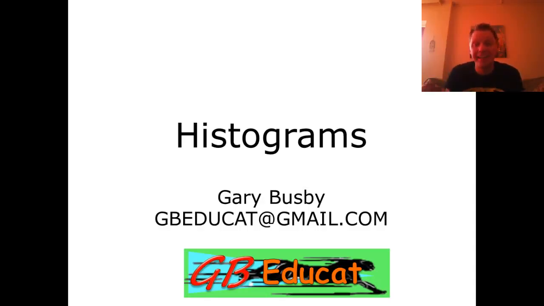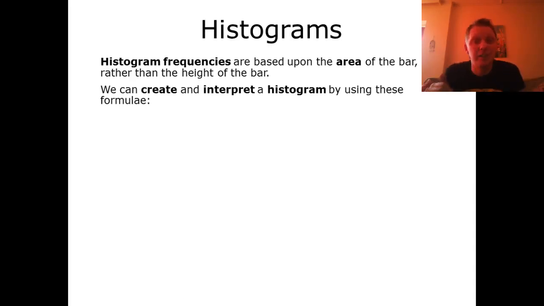Homework and day session on histograms. So histograms are different to bar charts. They look only a tiny bit similar, where the frequency is given by the area of the bars rather than the height of the bars, which they are in bar charts. Also, the bars can be right next to each other without gaps because we are working with continuous data.